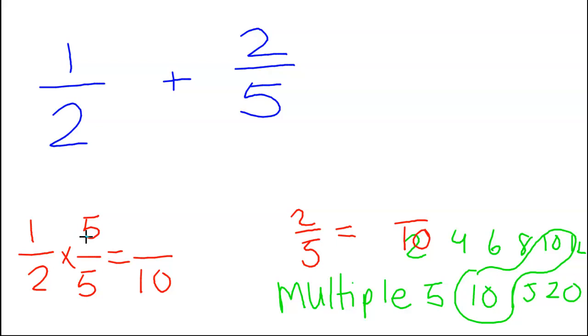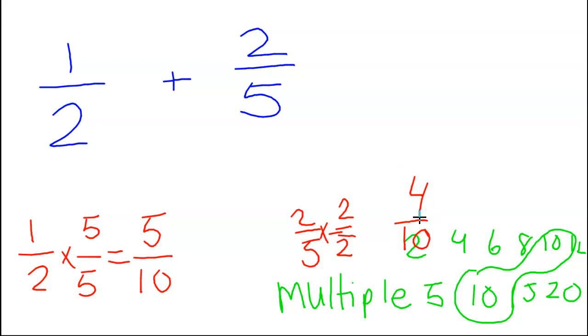1/2 times 1 is still 1/2, but now I'm just representing it as 5/10. 5/10 is the same as 1/2. Let's go ahead and do the same for my 2/5. I'm going to multiply it by 2/2, and I get 4/10.